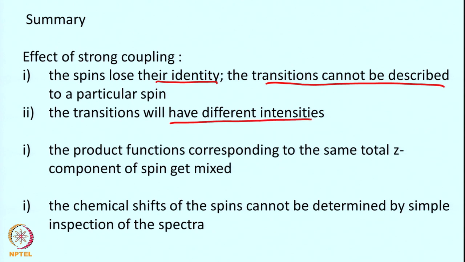Because of strong coupling, the two outer peaks are of small intensity and the two inner peaks are of greater intensity, and the product functions corresponding to the same total value of J component get mixed. That is the case for strong coupling, and the chemical shift of a spin cannot be determined by simple inspection of the spectrum. It requires more rigorous analysis. That is the effect of strong coupling, like an AB spin system.